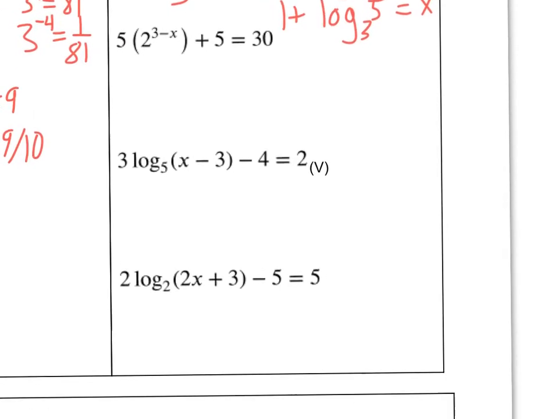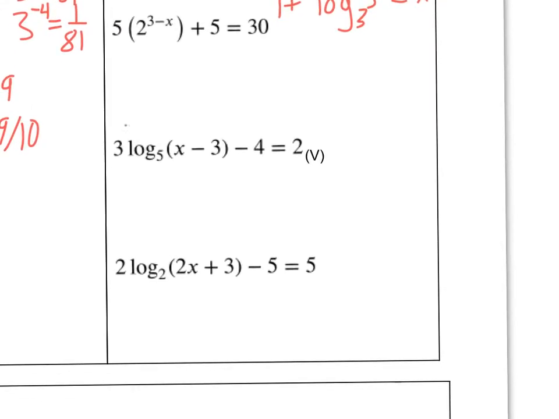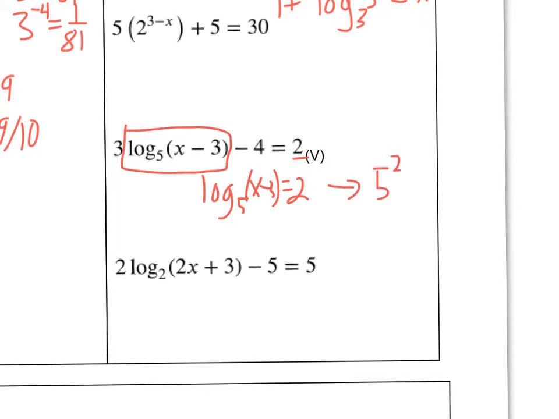The next one is the same thing but going the opposite way. We got to get this log by itself, so I'm going to add 4 to both sides. That's 6. Divide both sides by 3, and that gives us 2. So log base 5 of x minus 3 is equal to 2. I'm going to convert this, and that becomes 5 squared is equal to x minus 3. That means that x is going to be 28.